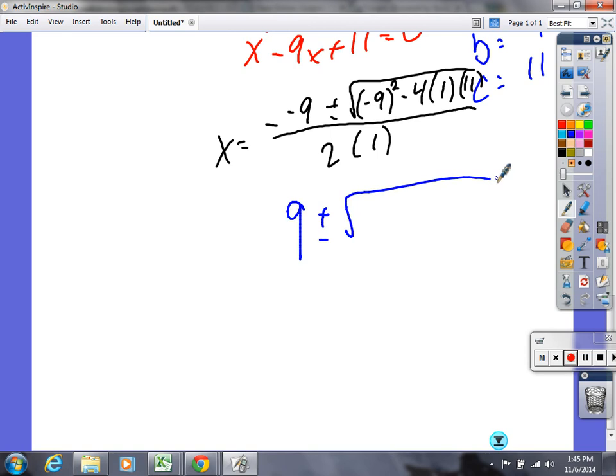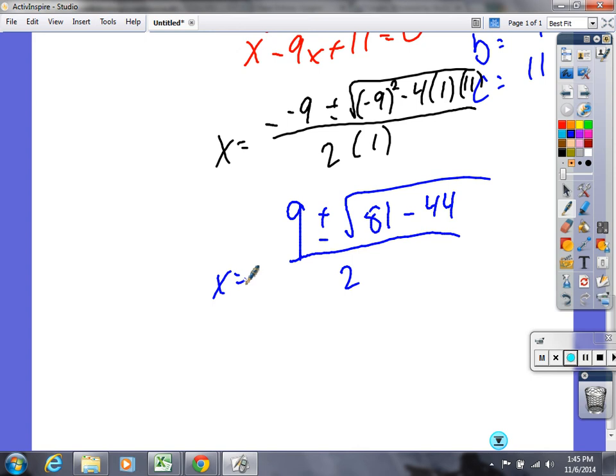Plus or minus, I have to work within here. What is negative 9 squared? 81, right? Minus 4 times 1 times 11. 4 times 1 is 4. 4 times 11 is 44. Anybody have a question here so far? You could do it on your own, though, as you look. All over 2. And this equals x.